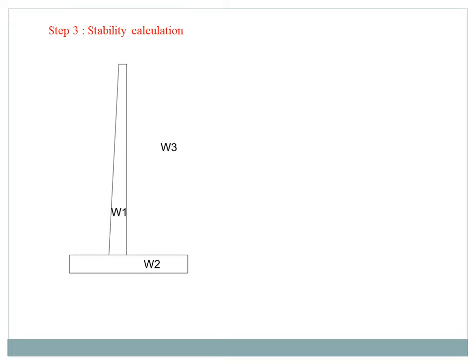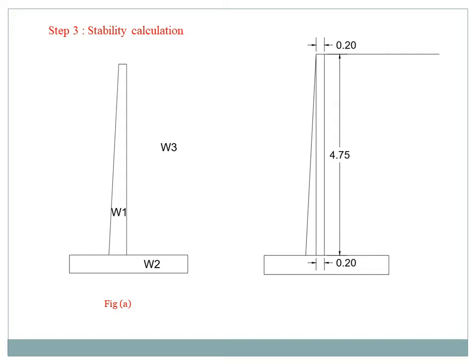So step number 3, stability calculations. See that retaining wall. The vertical portion we can name as W1, the horizontal portion, the slab portion, we call W2, and our soil portion we call W3. Now we can split the vertical portion. The vertical portion is a trapezoidal portion, so we need to split that into a rectangular portion and the remaining triangular portion. See the diagram, see figure B, you can understand easily. So mark the values.